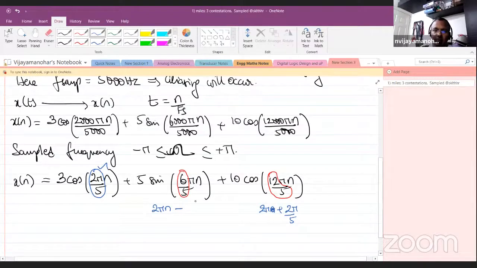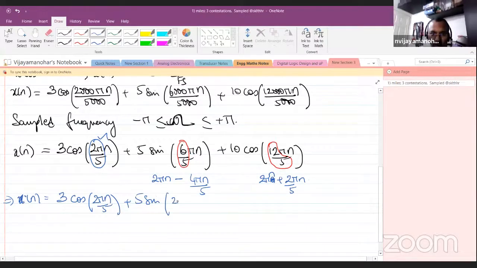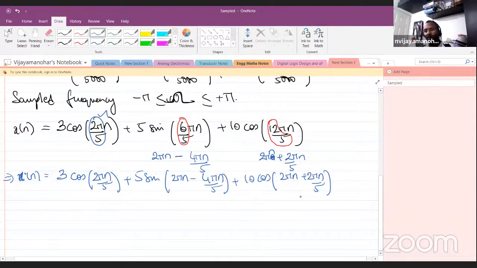So how can I get 6 pi? 4 pi n by 5. So 2 pi n plus 2. So this is how it will become. So this implies x of n equal to 3 cos 2 pi n by 5 plus 5 sine 2 pi n minus 4 pi n by 5 plus 10 cos 2 pi n plus 2 pi n divided by 5. And cos of 2 pi n plus something, sine 2 pi n plus something will be the same thing.